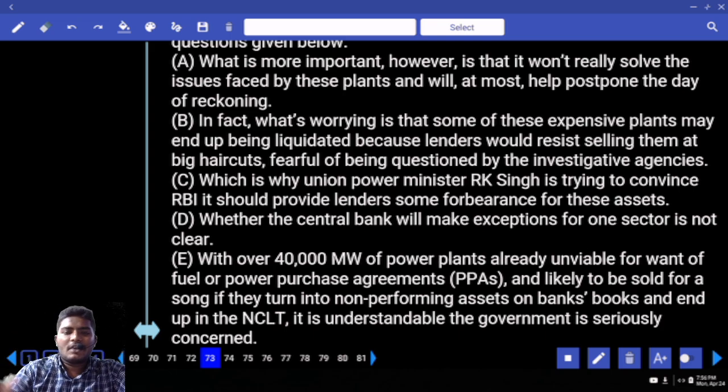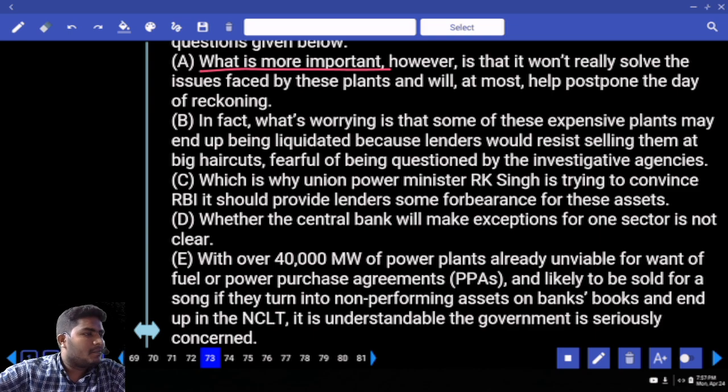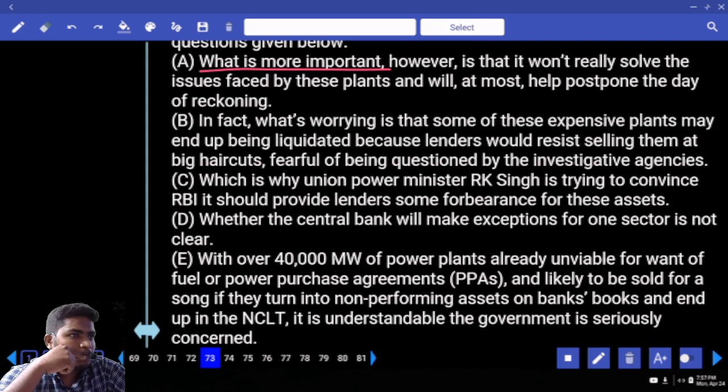Now, let us try to eliminate the sentences from the beginning. Now, look at the beginning part. What is the beginning part here? What is more important? Now, tell me, can it act as a beginner or the continuation of something?